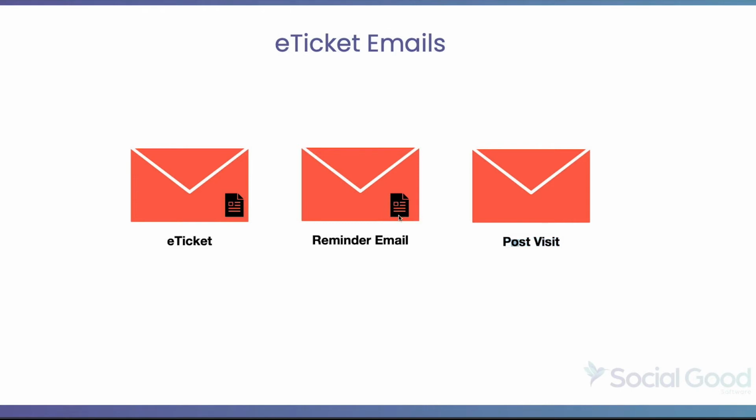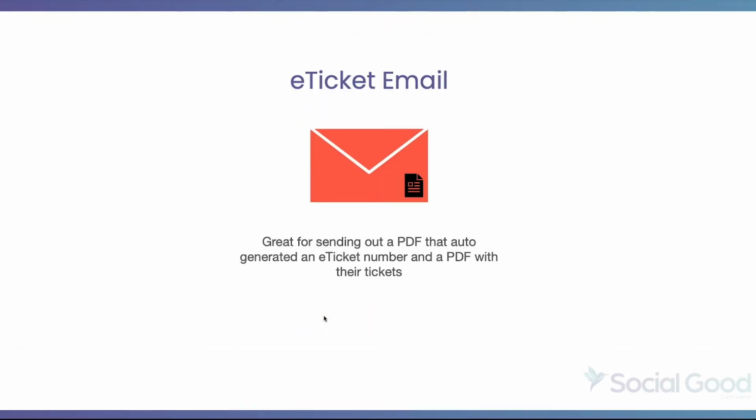So now what I'm going to do is walk you through all 3 of them and give you a little bit more detail. The e-ticket email is great for sending out a PDF that auto-generates a ticket number and a PDF with their tickets. So this will send out that welcome email that I mentioned to you before. It will generate a PDF, attach that PDF into the email, and then that's what they will receive. So that's the e-ticket email.